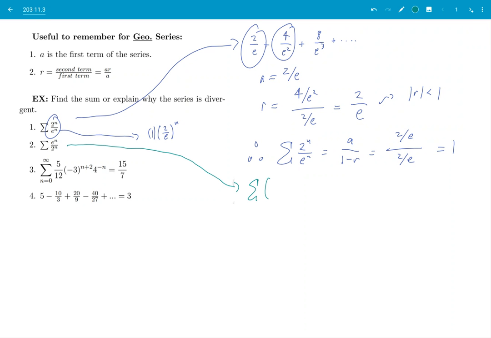I can rewrite this as e over 2 to the n. So r is going to be e over 2, but that's bigger than 1. So the series is divergent. Okay, this was the theorem above. It says a geometric series converges if and only if the r is between -1 and 1, strictly.